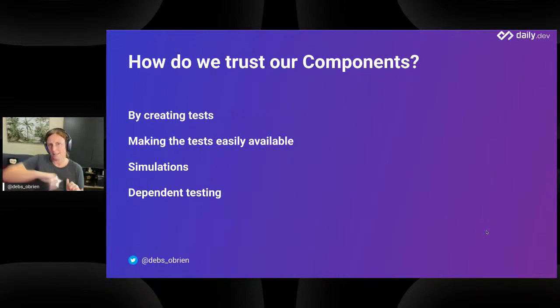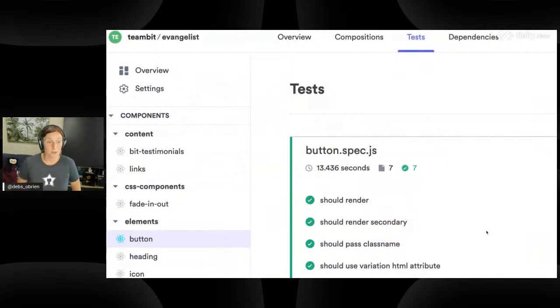And then you can export it, eject it out of your workspace and say, no, it doesn't live there, but I just wanted to bring it in, test it out, check it out, see what it looks like, eject. So you can do those kind of cool things as well. So yeah, this is the test, right? So I can see this button component, it should render secondary, it should pass class name, it should use variation HTML attribute. Very simple tests, but from that I can see what's going on with that component. And this is live in the UI, so I can click on the overview, the compositions, the test, dependencies, and I can check those all together.